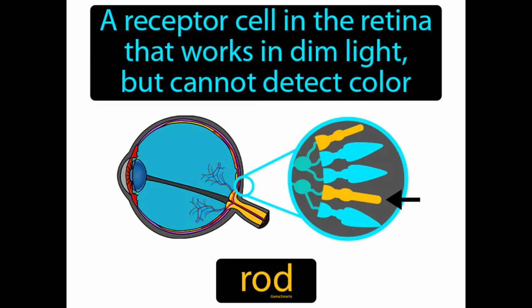A receptor cell in the retina that works in dim light but cannot detect color. Rods are cells in the eye that help us see in low light conditions, but they don't perceive color.